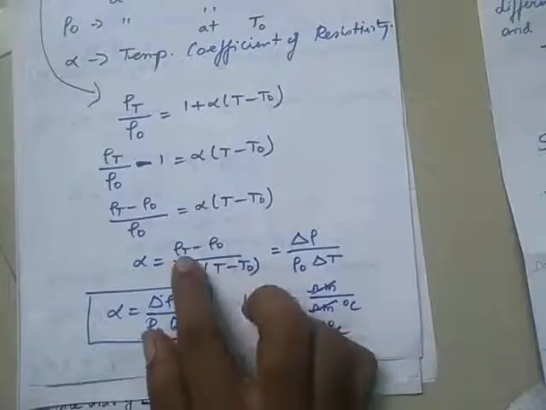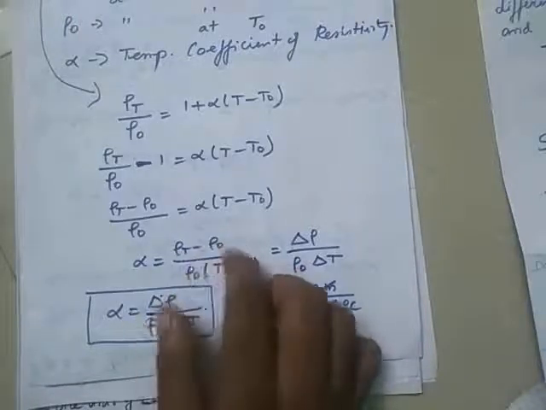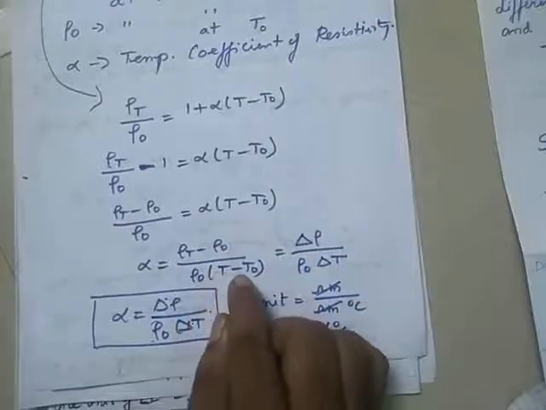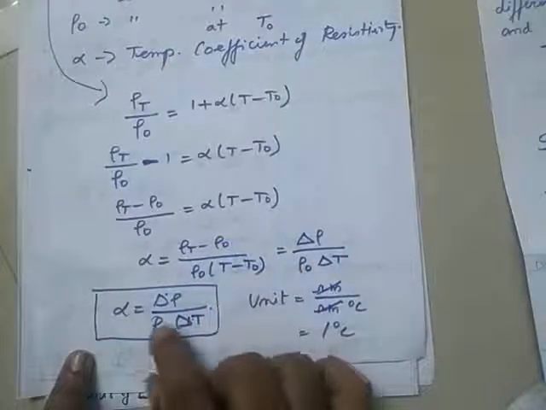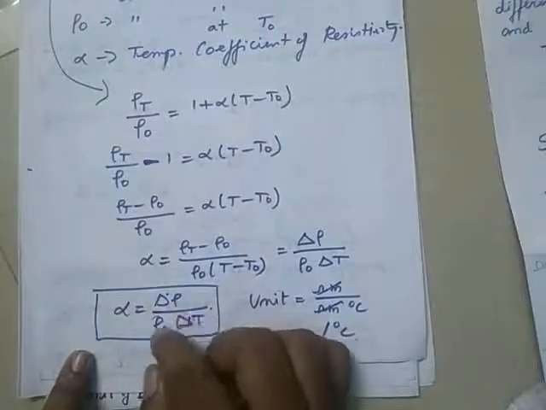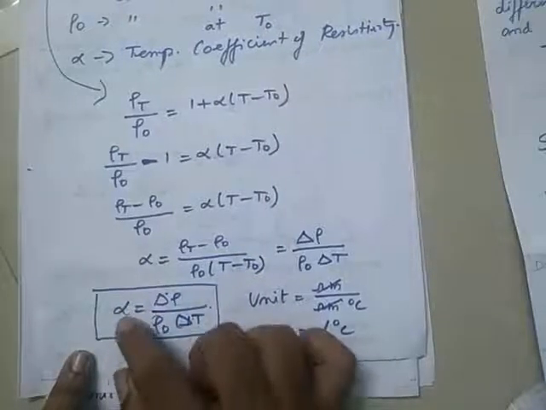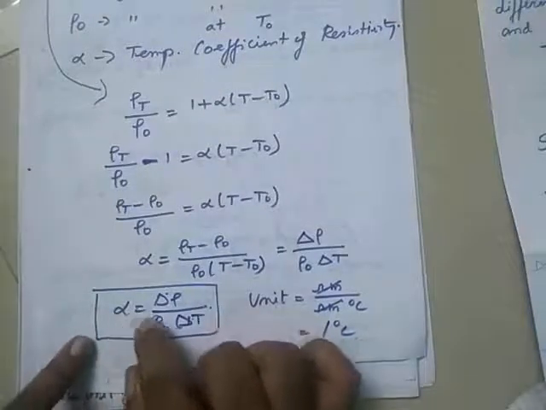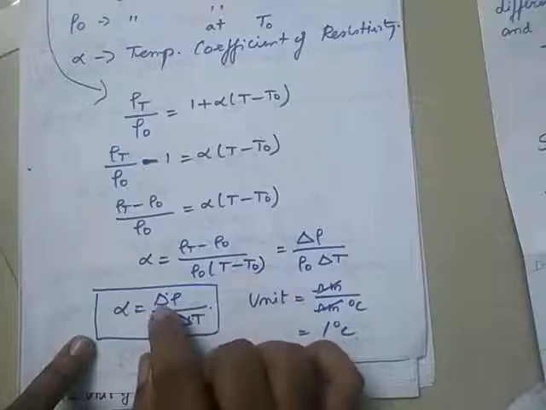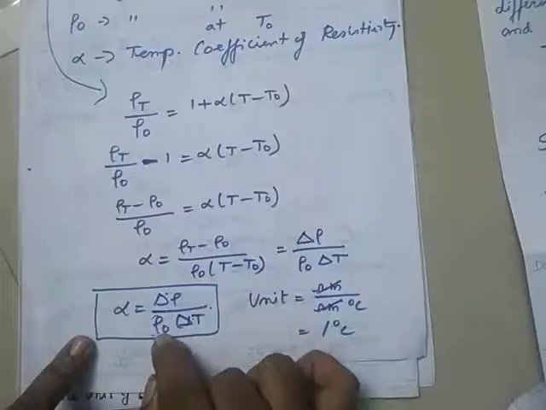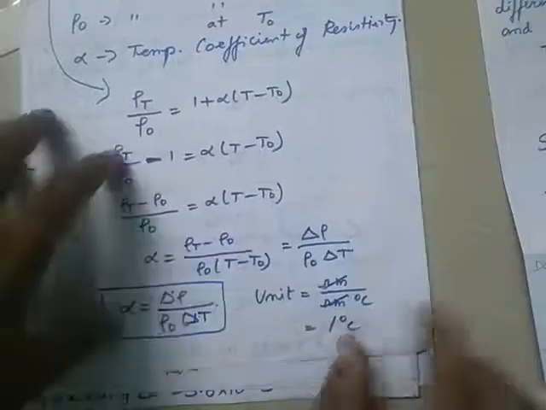Then ρ_T − ρ_0 is nothing but the change in resistivity, Δρ. Here the change in temperature is ΔT. Rearranging it we get α = Δρ / (ρ_0 ΔT). Here α, we know, is the temperature coefficient of resistivity, defined as the ratio of the increase in resistivity per degree rise in temperature to the resistivity at T_0 degree Celsius. The unit of α is per degree Celsius.